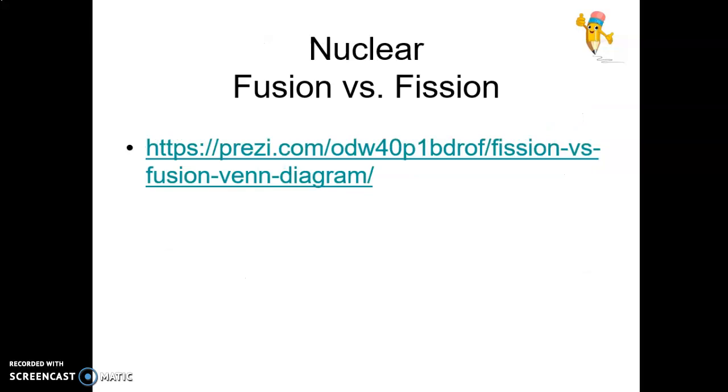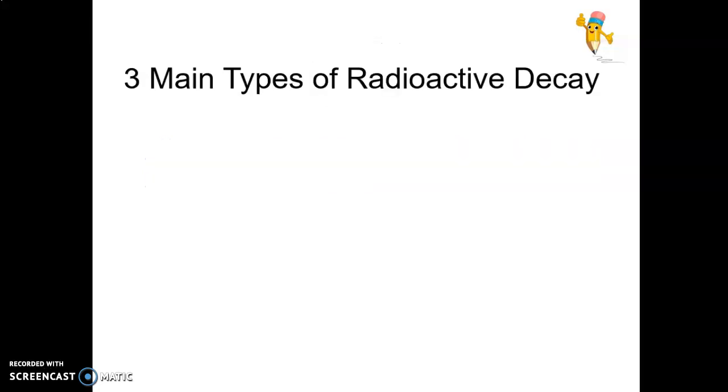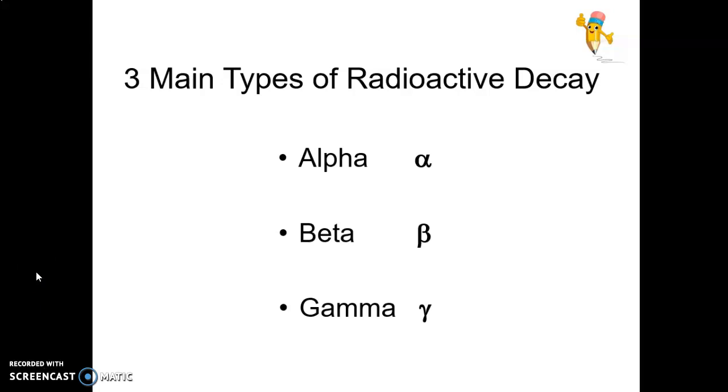So, nuclear fusion versus nuclear fission is something that I want you guys to really go into on your own. So you can click the link in the PowerPoint that was provided to you in your notebook to go through this Prezi and talk about the difference between fission and fusion. But this is a part of radioactive decay and isotopes becoming stable. So again, there are three main types of radioactive decay. There is alpha, beta, and gamma. So we're going to go through and talk about each of these in detail, and then we're going to do some practice problems.